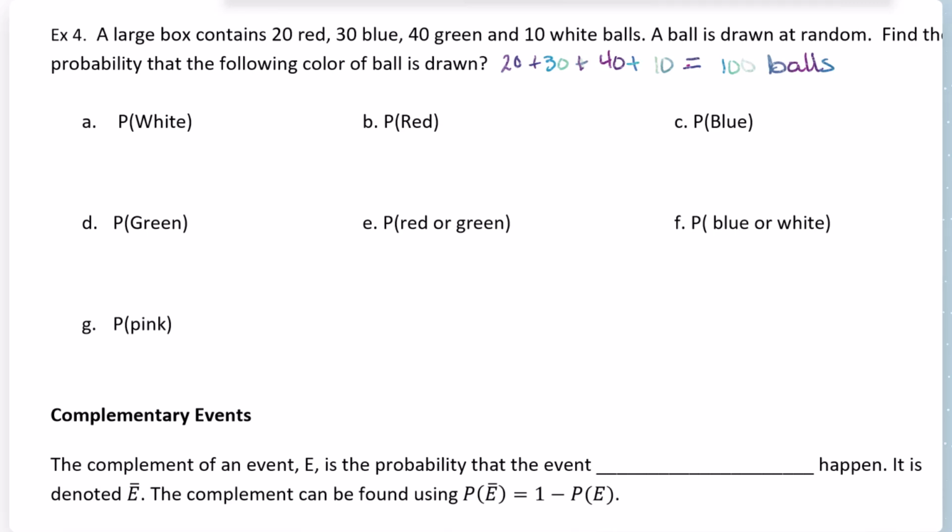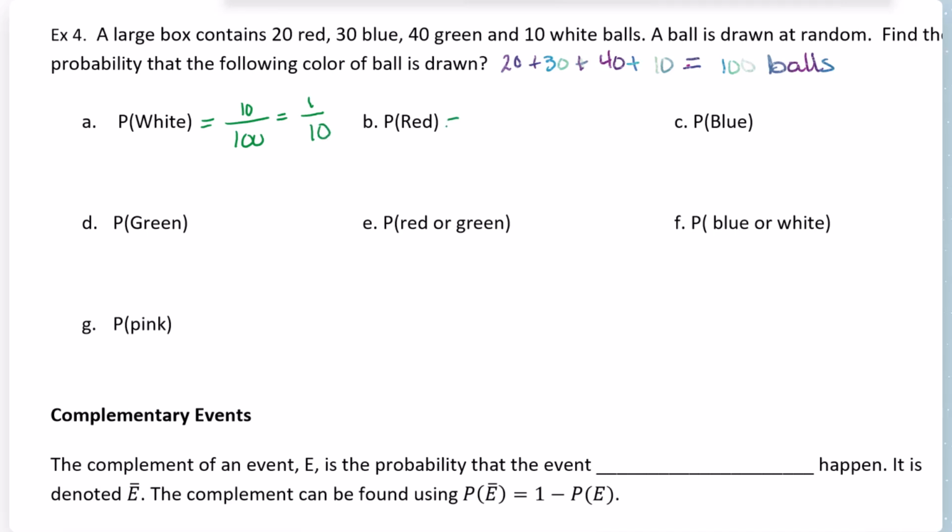So what's the probability of white? Well, out of the 100 balls, we know there are 10 white. Now we do need to go ahead and usually simplify our fractions. So 10 goes into itself once, 10 goes into 100 10 times, so we get 1/10.